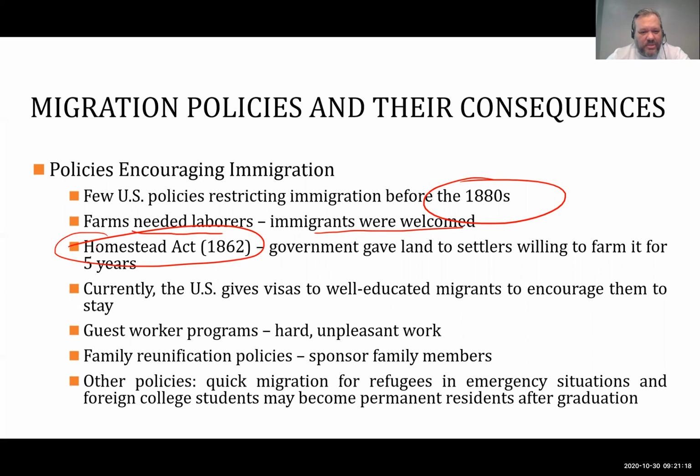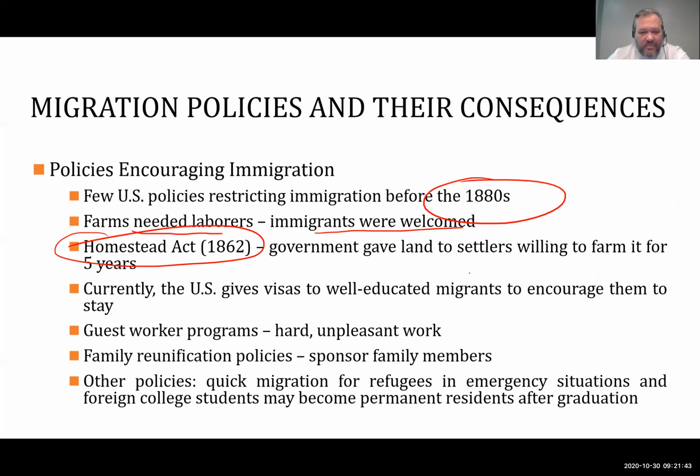We had something called the Homestead Act in 1862, oddly during the Civil War, which gave people who would come and settle areas in the West, the government gave them 160 acres, but they had to live on it for 5 years and improve the land. So that really drew people out because free land is a big deal. And so that was one of the policies that the U.S. had.